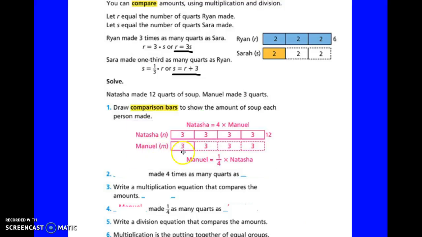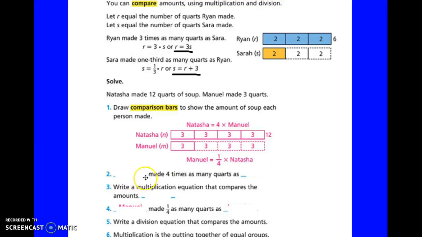Manuel, M, only made 3 quarts, so I draw his box first. Then I would look at Natasha, who made 12. I would draw her 3, add 3 more on for 6, 3 more on for 9, and then 3 more on for a total of 12 quarts. All right, let's look at question number 2.